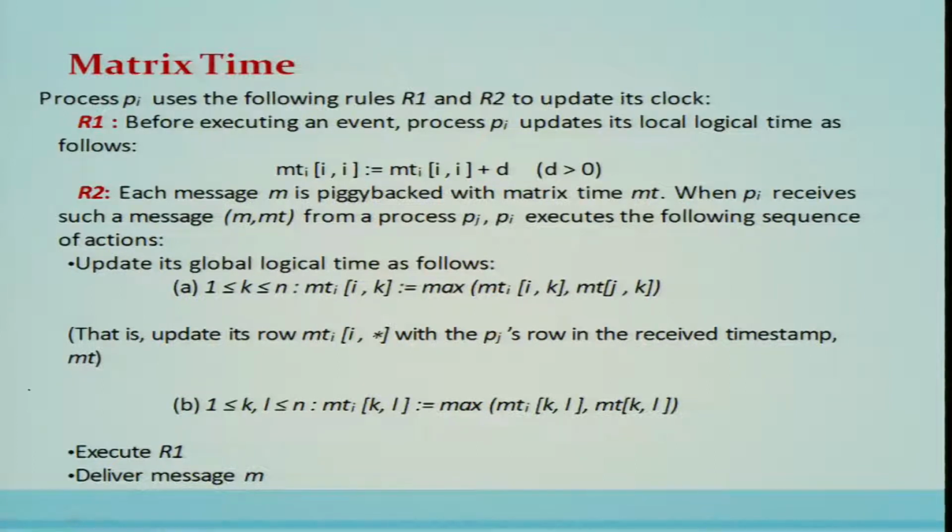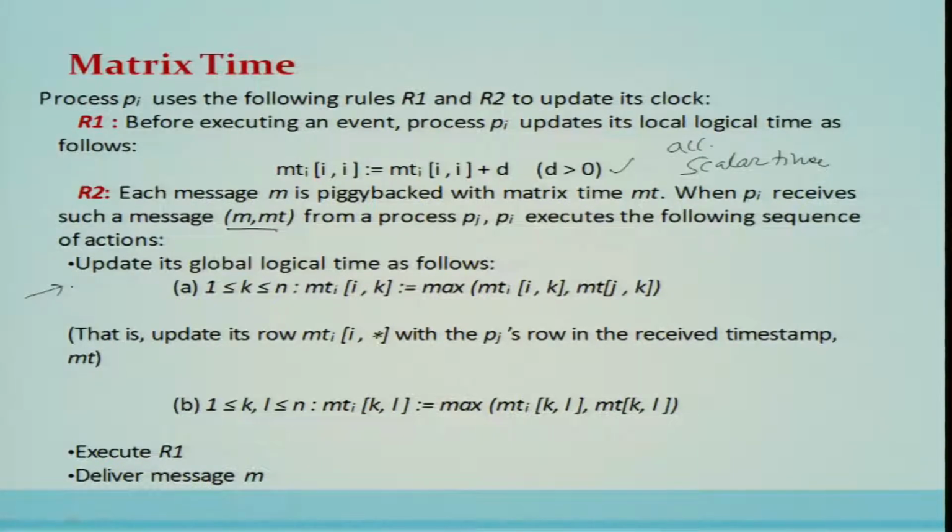Rule R1: before executing an event, process Pi updates its local logical time as follows. It will be done according to the scalar clock that we have already seen. Rule R2: each message M is piggybacked with a matrix time MT. When Pi receives such a message containing a matrix timestamp from Pj, then Pi executes the following sequence of actions. It will update its global logical time as follows.